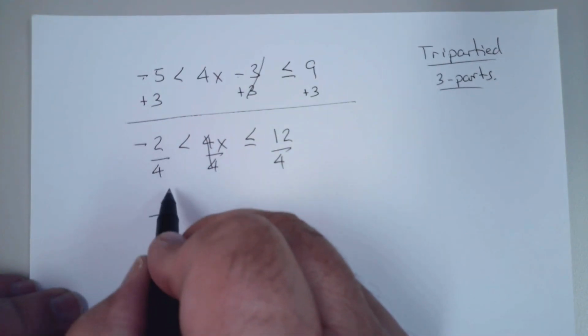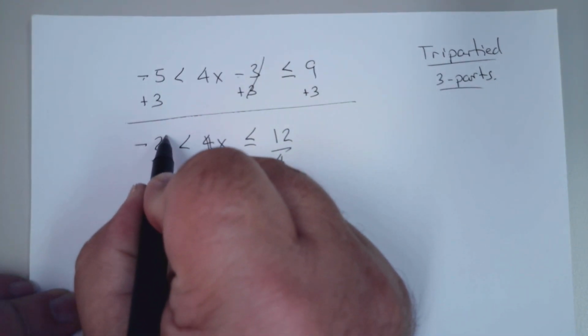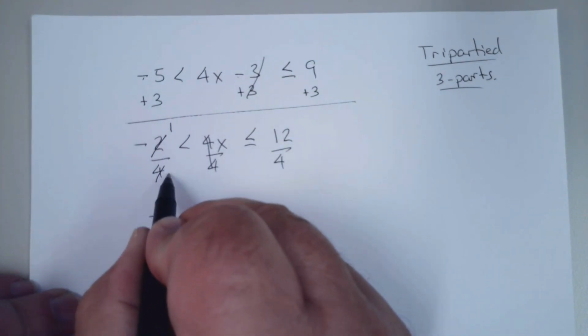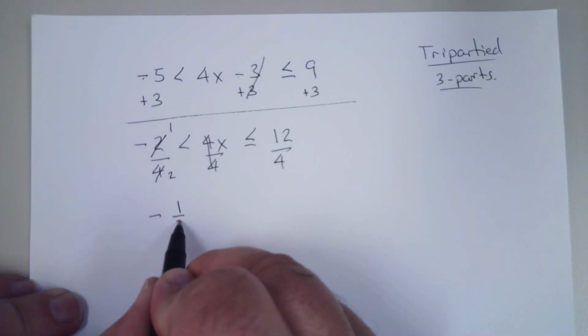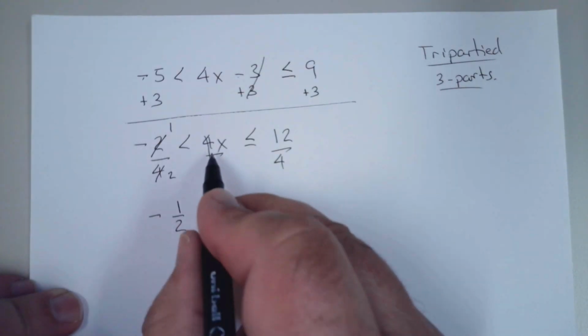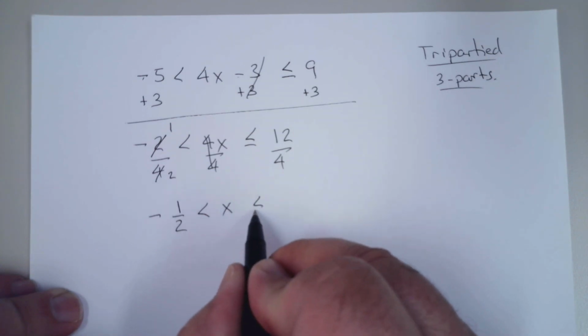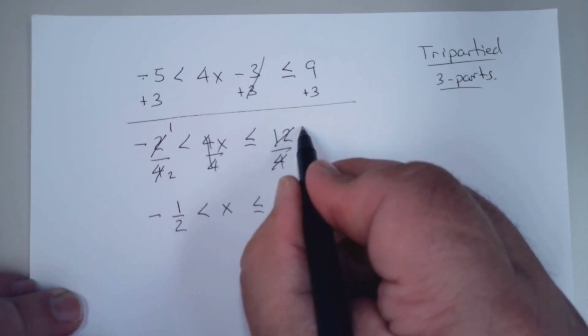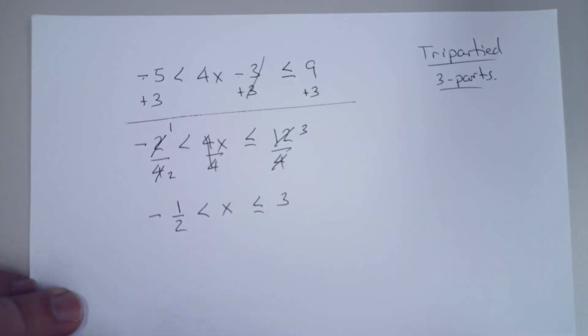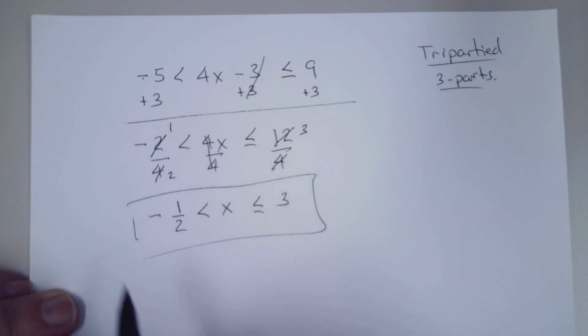Negative. 2 and 4 can simplify. 2 goes into 2 once, 2 goes into 4 twice, so it's negative 1/2. The 4's cancel, so it's just x. 4 goes into 12 3 times. And there's your answer.